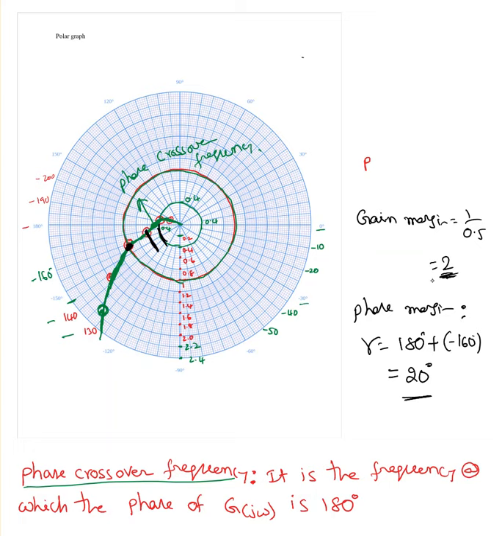So the gain margin is 2, no units. Phase margin is 20 degrees. When we do it in the Bode plot, it's decibels and degrees, but here in the polar plots, we don't have any units. The gain margin is just 2. Okay, that's about the polar graph or polar plot. I'm going to solve one more example in this. Thank you.